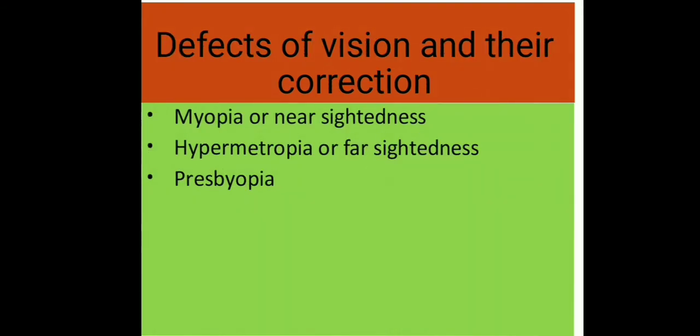Defects of vision and their correction. There are mainly three common refractive defects of vision. These are myopia or nearsightedness, second hypermetropia or farsightedness, third one is presbyopia. These defects can be corrected by the use of suitable spherical lenses. We discuss each and every defect one by one.